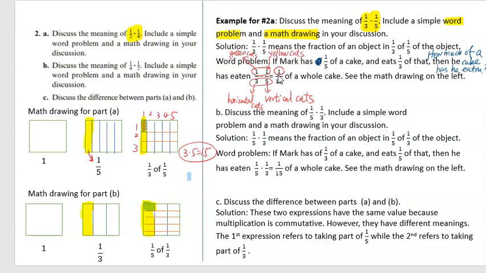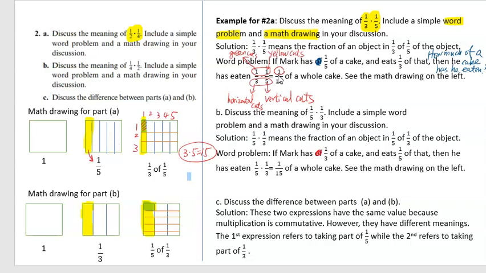Okay, so next let's look at part B. Discuss the meaning of 1/5 times 1/3. Now notice that we switched these two numbers, from 1/3 times 1/5 to 1/5 times 1/3. Although we know there is a commutative property for multiplication, so the answer should be the same, the meaning is different. So let's look at the word problem again.